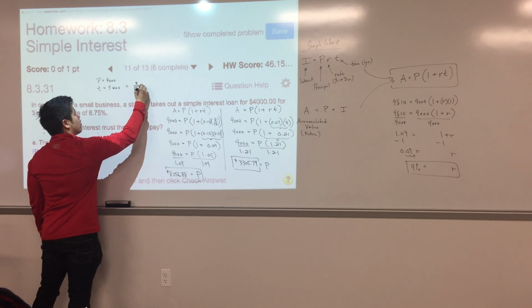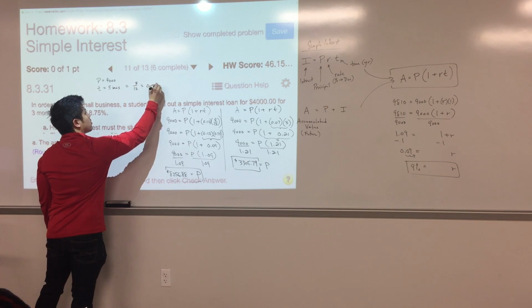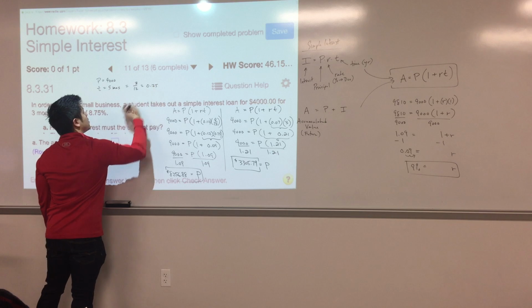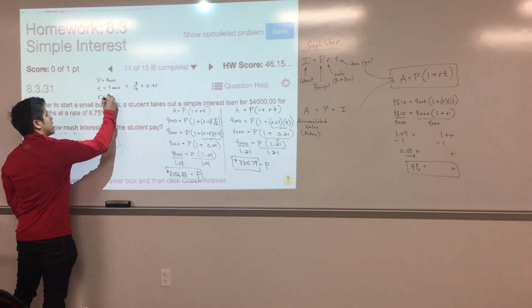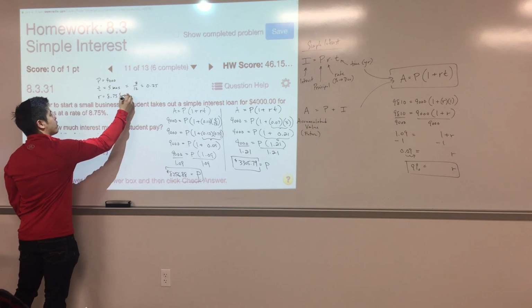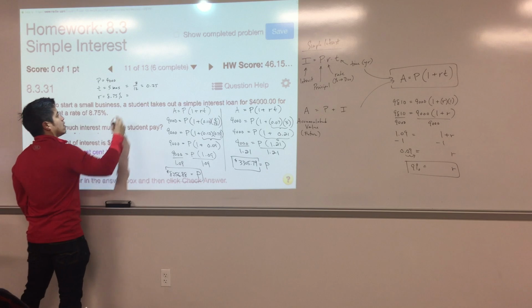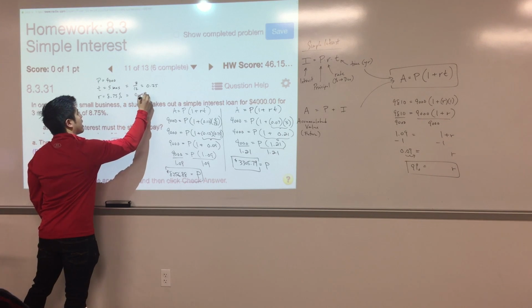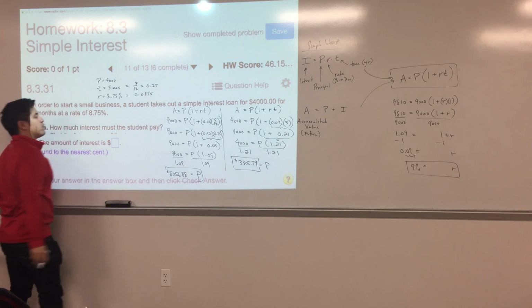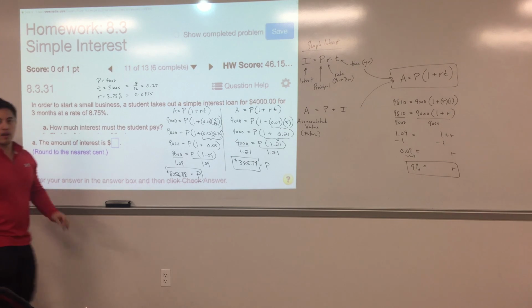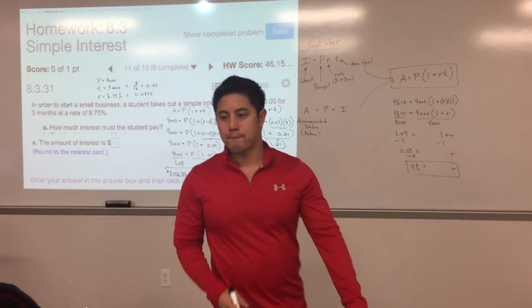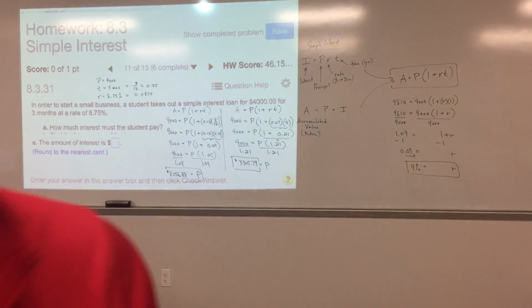Why don't we just do that now? And so that's 0.25, isn't it? Okay, and then at a rate of 8.75, that's your rate, 8.75%. But are you going to put 8.75 in? No. 0.0875, because you now understand you need to move that decimal 2 to the left. Everybody got that? Are we okay?